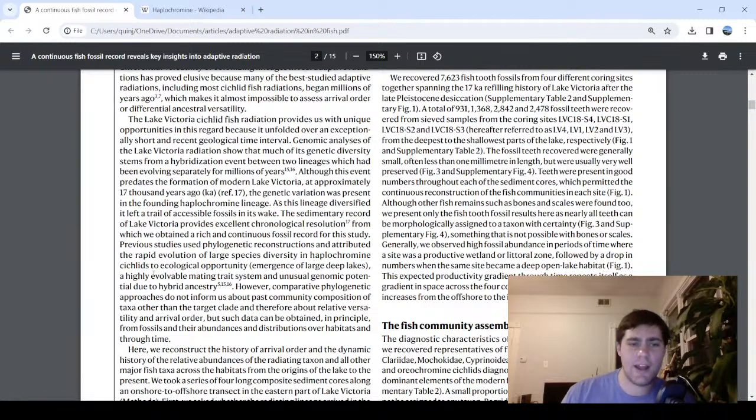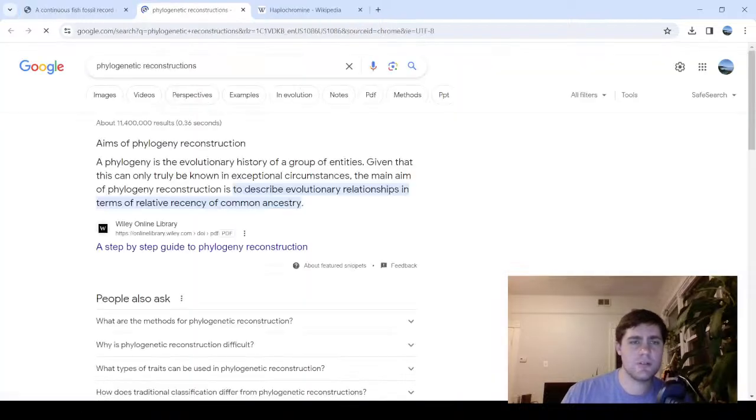So what do they mean by a highly evolvable mating trait system? And this hybrid ancestry, that's interesting. But I wanted to look at what a phylogenetic reconstruction was. A phylogeny is the evolutionary history of a group of entities. Given that this can only be known in exceptional circumstances, the main aim of phylogeny is to describe evolutionary relationships. Okay.